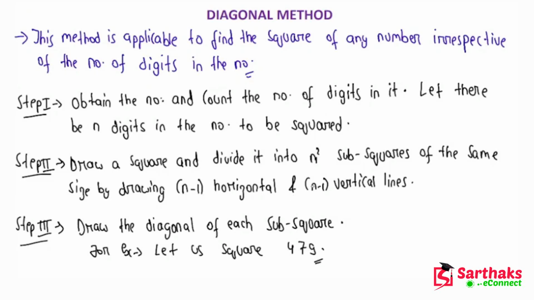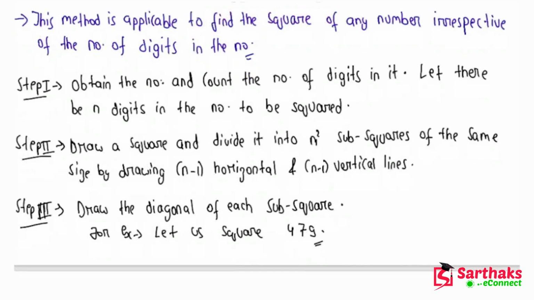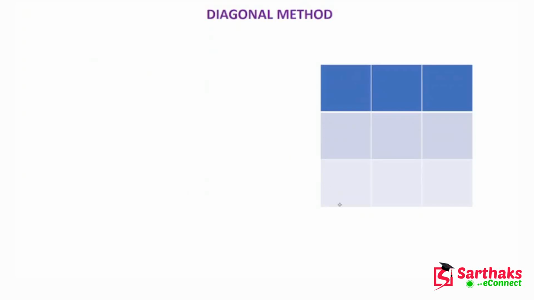So we have to make 9 squares. Let us take 479, and in the course of understanding this particular method, let us square the number 479. According to step number 1, we have made 9 squares. We have made one big square and divided it into 9 small squares. That was step number 1: obtain the number, count the number of digits, let there be n digits. What has step number 2 said? Draw a square and divide it into n square subsquares. So n equals 3, so we have made 9 subsquares.